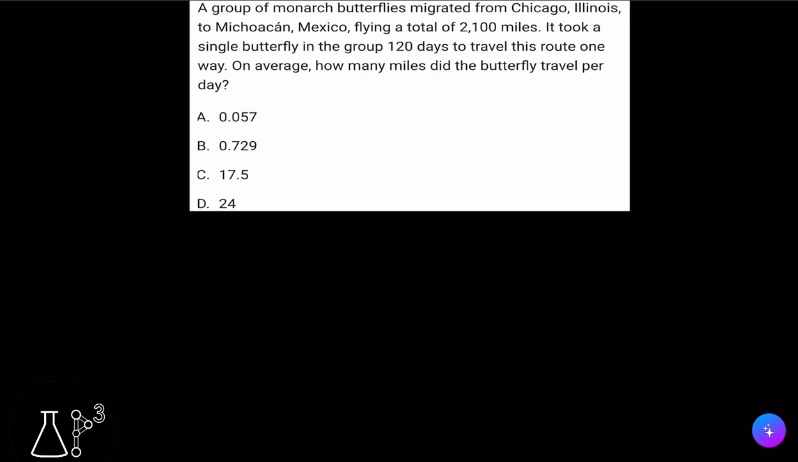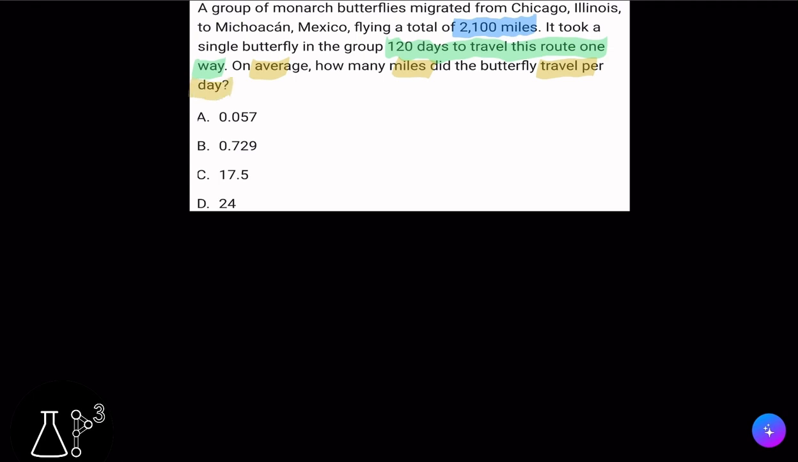So we're given a few measurements. We're given that the butterflies migrated from Chicago to Mexico, flying a total number of 2,100 miles. And it took one single butterfly 120 days to travel this route one way. So from Illinois to Mexico, it took them 120 days to get there. And they're asking you the average of how many miles did the butterfly travel per day.